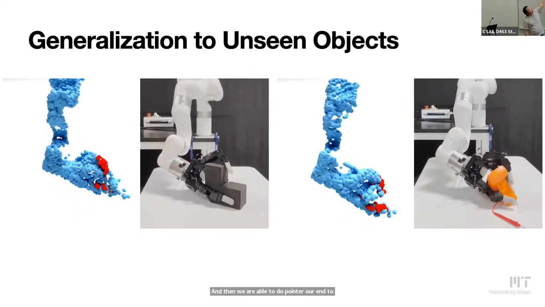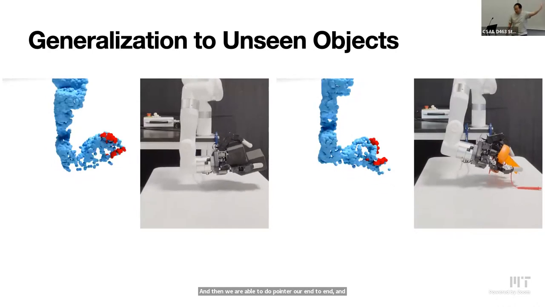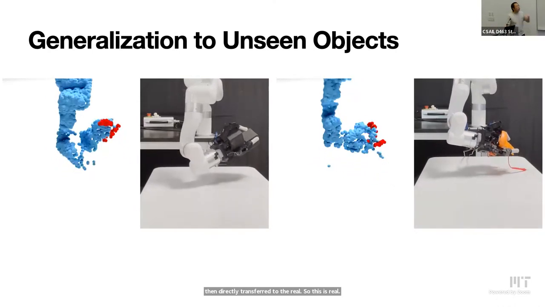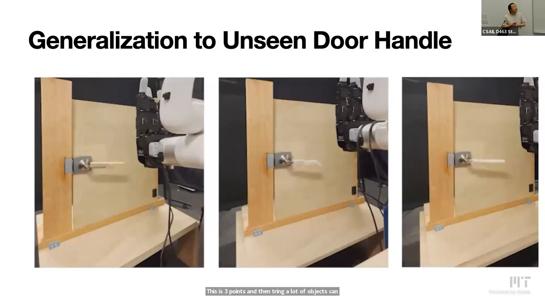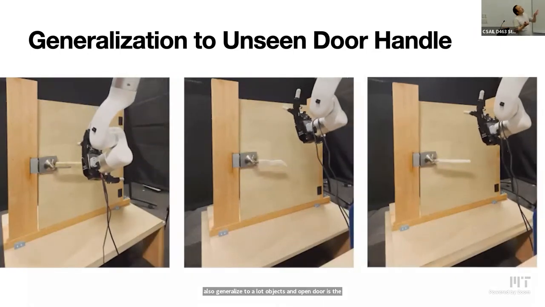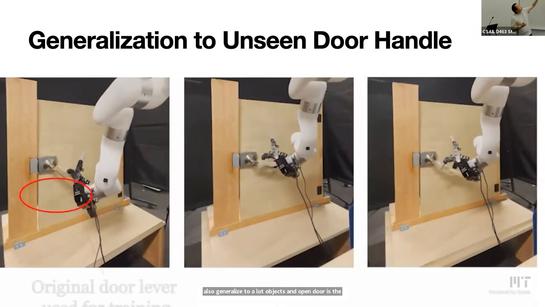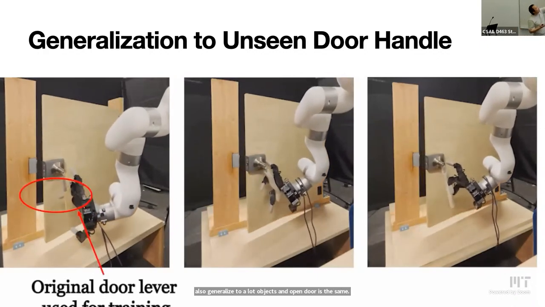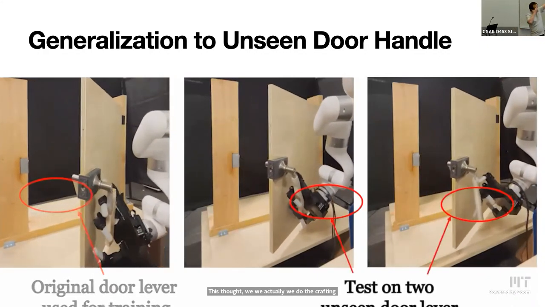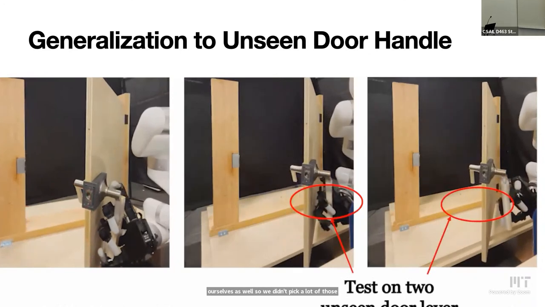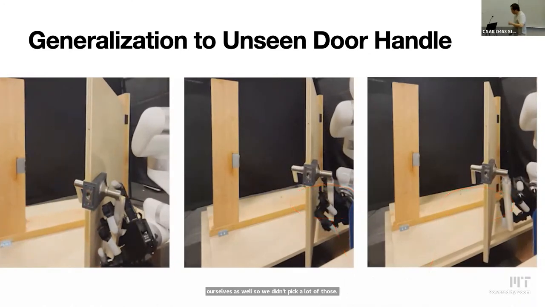So this is real. This is real point cloud. And training on a lot of objects can also generalize to a lot of objects. Open door is the same. This door, we do the crafting ourselves as well. So we didn't make a lot of doors, just one door, but we tried to change the handles to show some generalization results. Essentially, we are just utilizing the generalization power of the visual representation, using these kinds of 3D representations, to help the robot generalize.